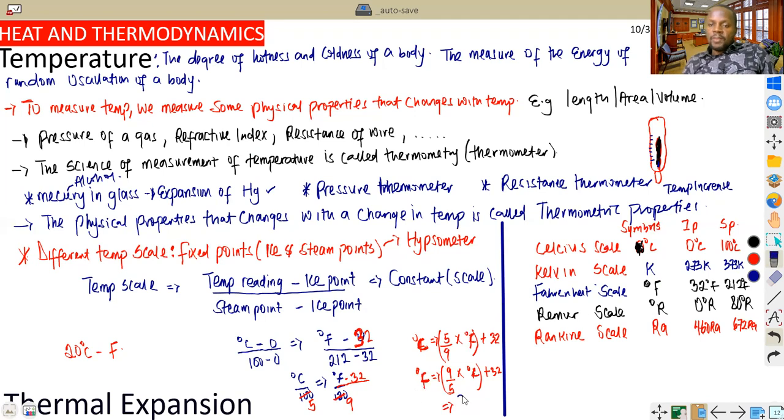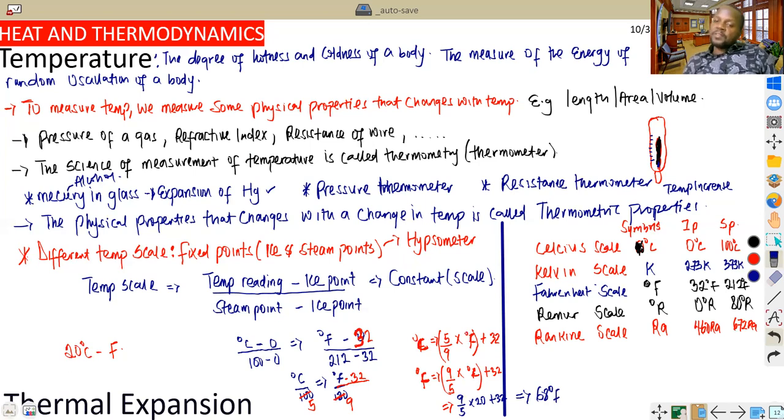That would be 9 over 5 times 20 plus 32. So from your mathematics, 5 into 20 is 4, and 4 times 9 is 36. 36 plus 32 equals 68 degrees Fahrenheit. So a measure of 68 degrees Fahrenheit is the same thing as 20 degrees Celsius.